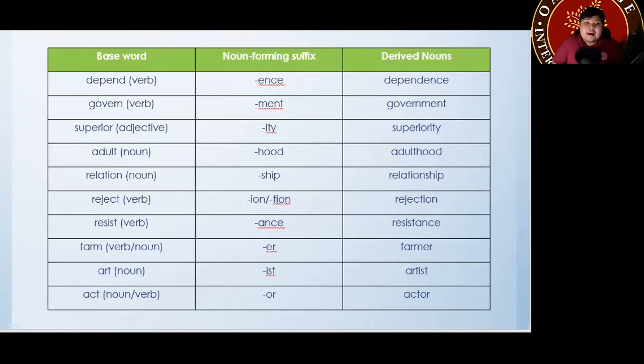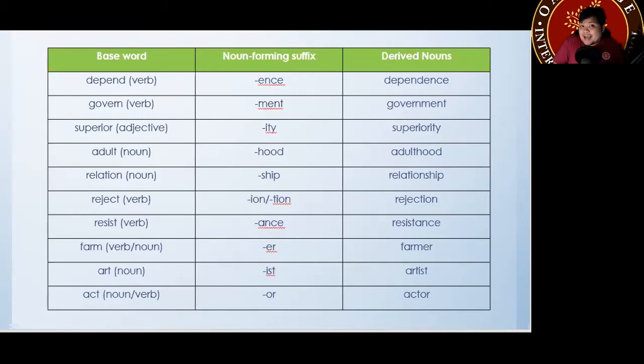For example, depend. Depend is a verb. When you want to make depend a noun, you add a noun forming suffix. The noun forming suffix that you can add there is ence, E-N-C-E. So when you add ence to depend, you have dependence. That's the derived noun. Govern is a verb. When you want to make it a noun, you add a noun forming suffix, ment. Government. That's the derived noun.